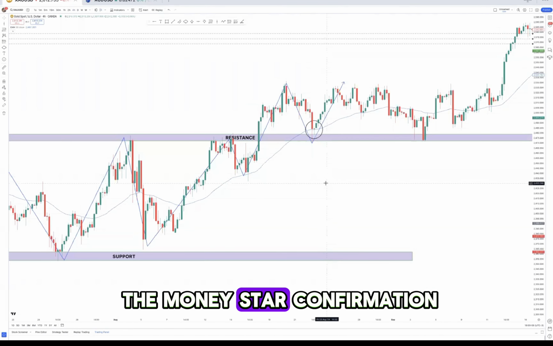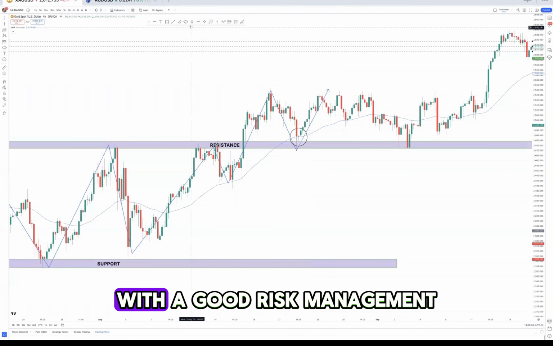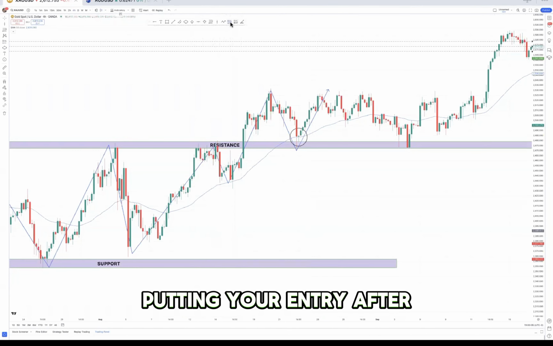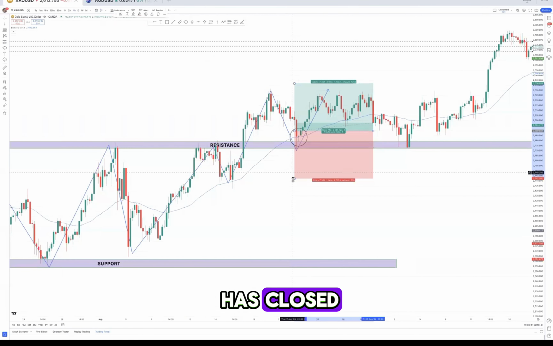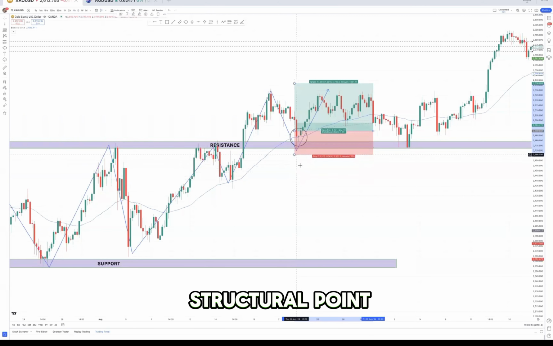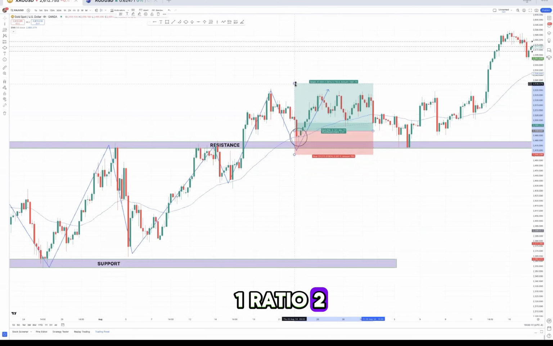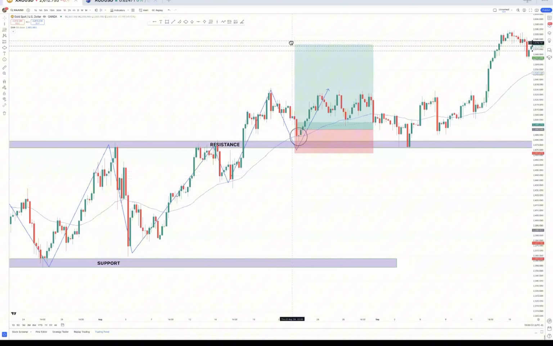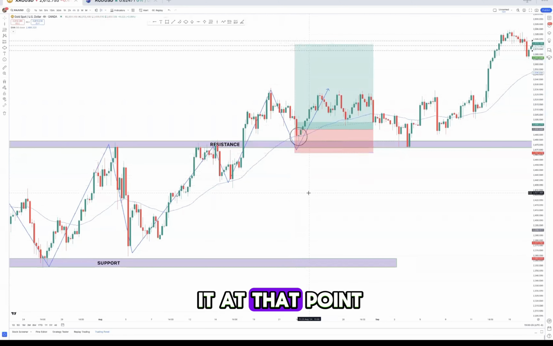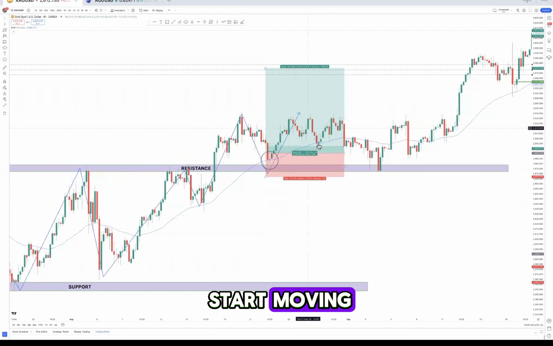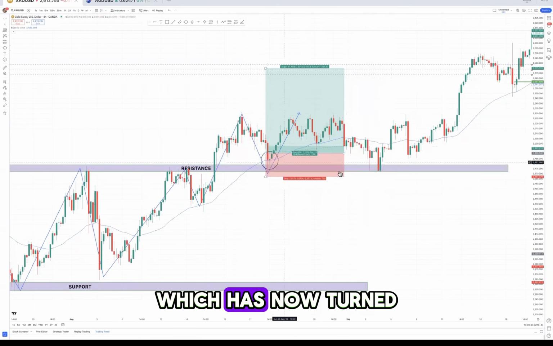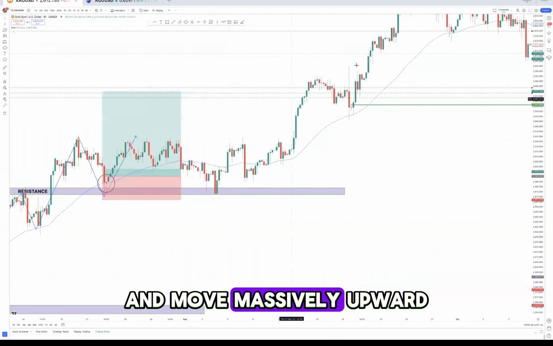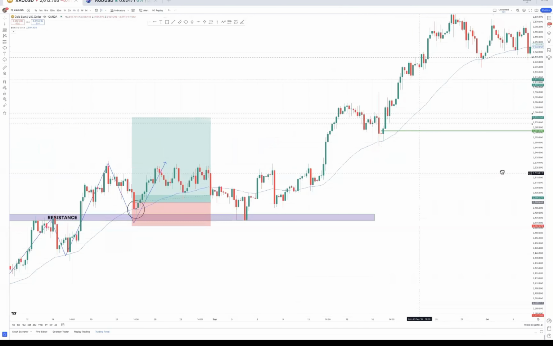Immediately price gave you the morning star confirmation, you can jump into this trade with good risk management, putting your entry after the confirmation candle has closed, then putting your stop loss below the structural point and just targeting 1:2, which is okay and not greedy. You can see, putting it at that point, you are safe. You can see price start moving, came back to your SL, tapped into the same resistance, which has now turned to a support level, and moved massively upward and kept moving. You can see how this works.